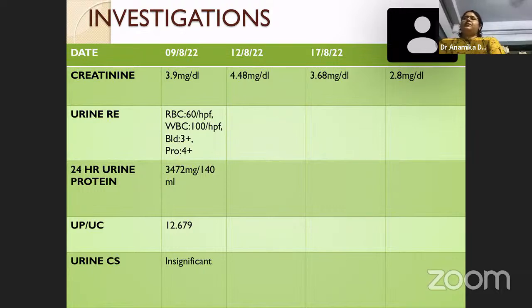In that, the UPCR was 12. Her urine culture did not show any significant growth. Her creatinine increased to 4.48 milligram per deciliter and then gradually started coming down.